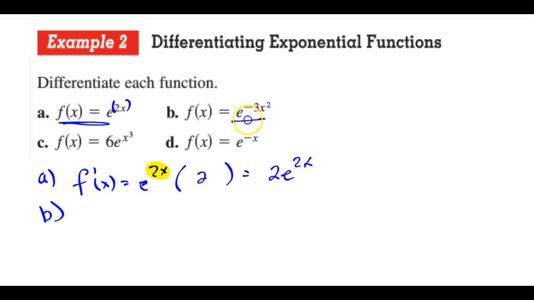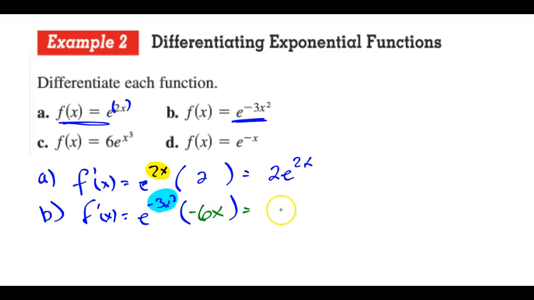For part B, the derivative of this is itself, so we just write that down, e to the negative 3x squared. But then you have to remember to take the derivative of the u. So I'm doing the derivative of e to the u times du, or the derivative of e to the cow. There's the cow, and the derivative of that is negative 6x.